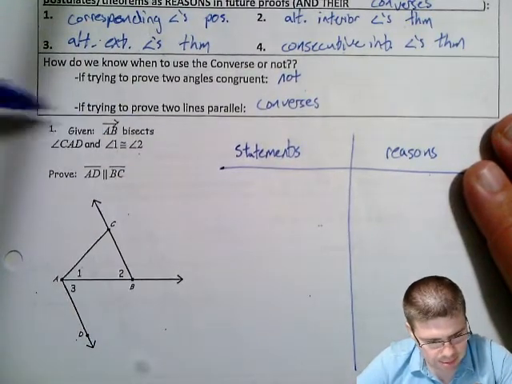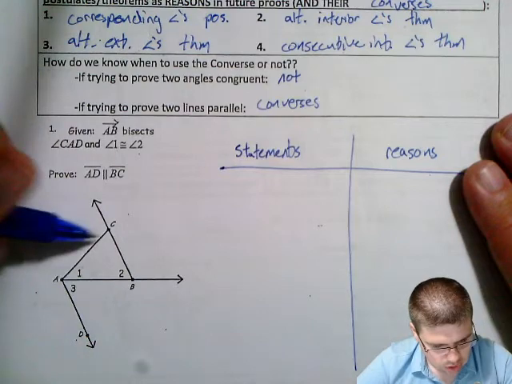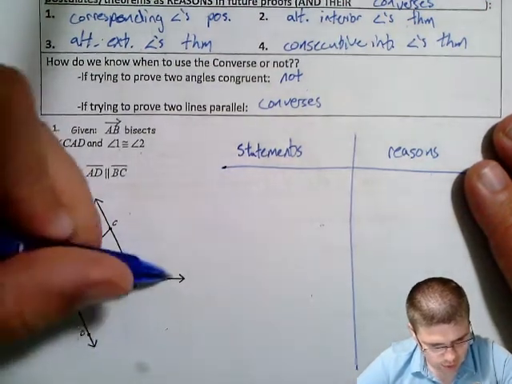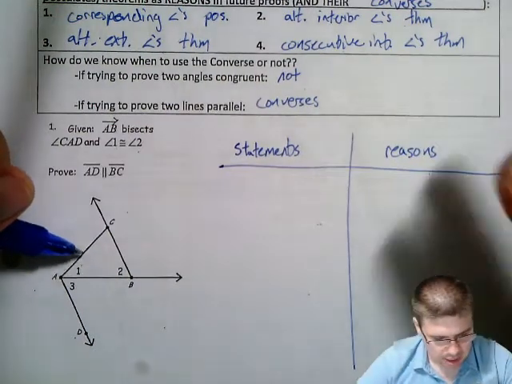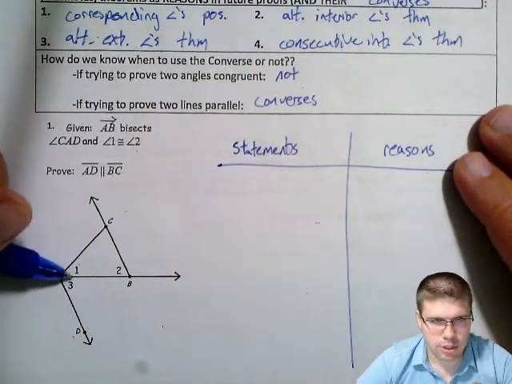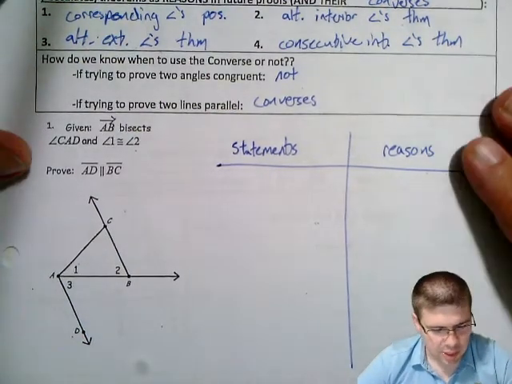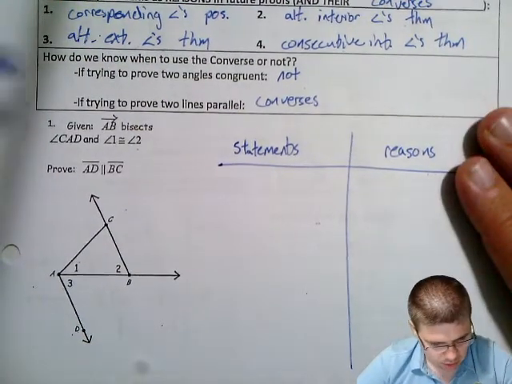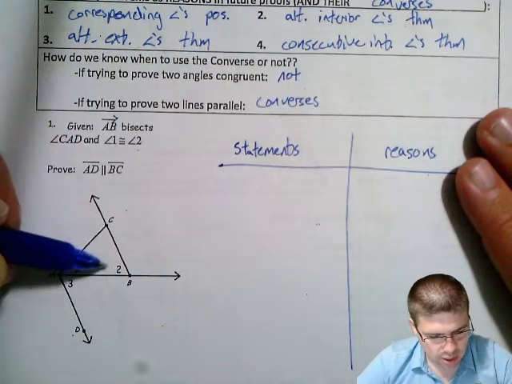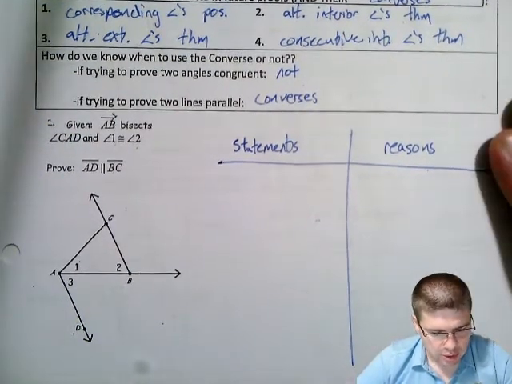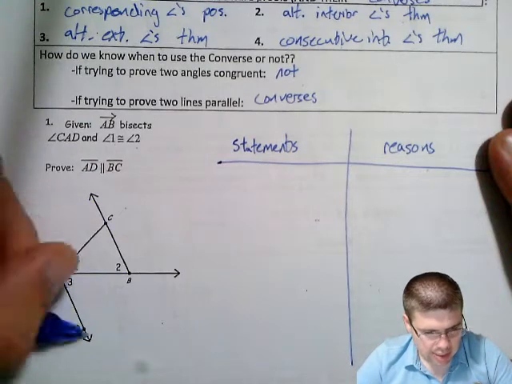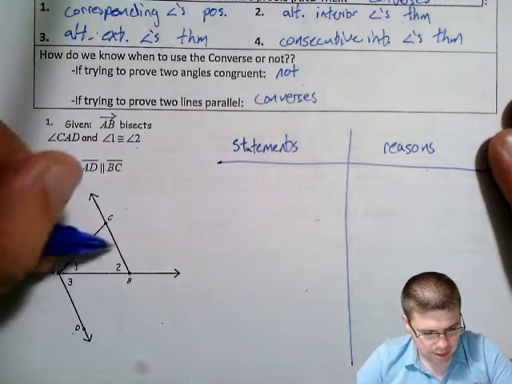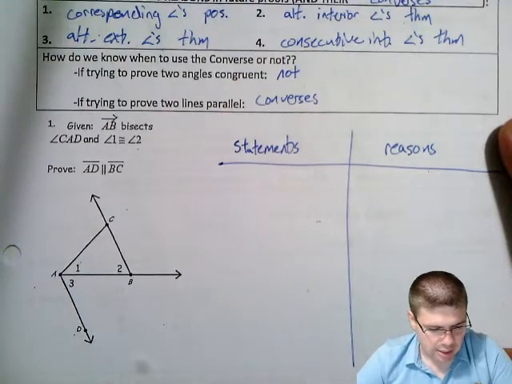They say, given that AB bisects angle CAD, so AB, this ray here, bisects CAD. And so we might already be thinking angles 1 and 3 are congruent to each other. We'll deal with that in a second, but that's one thing that we're told. And angle 1 and angle 2 are congruent. They want us to prove that AD is parallel to BC. So AD, this segment here, is parallel to that segment, is what they want us to show.